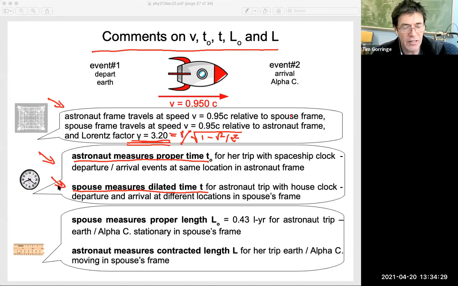And the spouse will see the dilated time for the trip. When the spouse measures how much time has passed for that trip, they're going to see the dilated time. So they're going to see a longer time. I'm going to see a longer time.